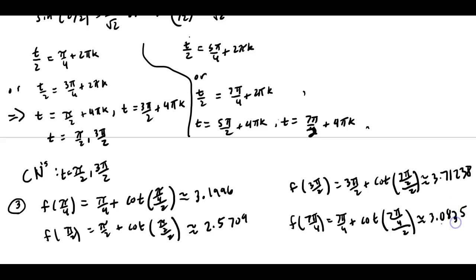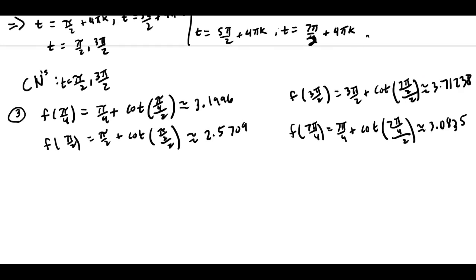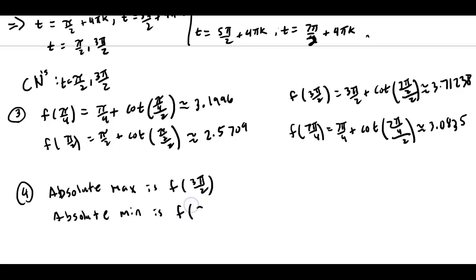Alright, now to get the absolute min and absolute max, we simply pick the smallest value for the absolute min and the biggest value for the absolute max. So our conclusion is that the absolute max is f of 3 pi over 2, and the absolute min is f of pi over 2. Okay, and that's how you find the absolute max and min of a continuous function on a closed interval using the extreme value theorem.